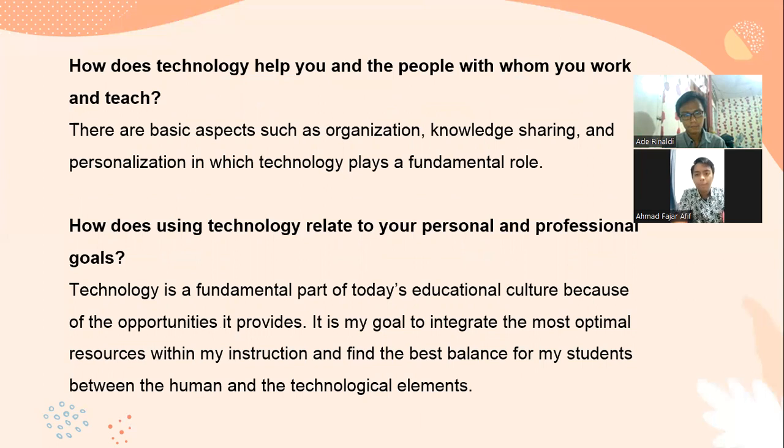How does technology help you and the people with whom you work and teach? There are basic aspects such as organization, knowledge sharing, and personalization in which technology plays a fundamental role. How does using technology relate to your personal and professional goals? Technology is a fundamental part of today's educational culture because of the opportunities it provides. It is my goal to integrate the most optimal resources within my instruction and find the best balance for my students between the human and the technological elements.